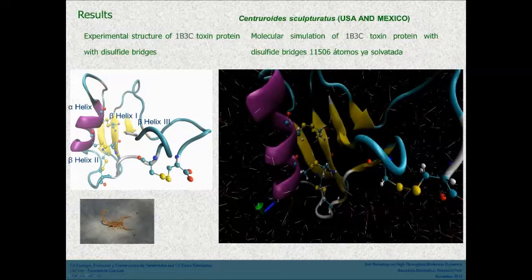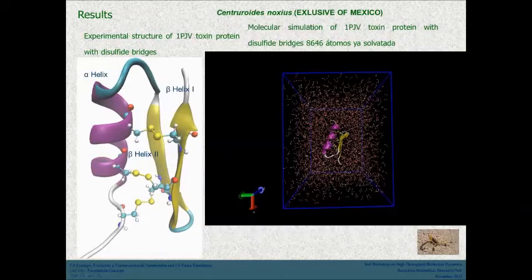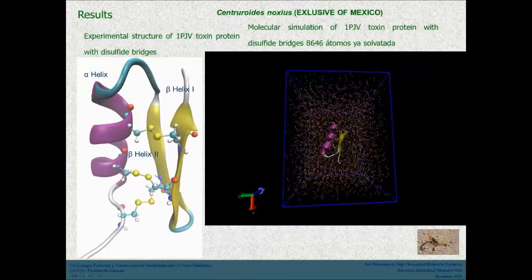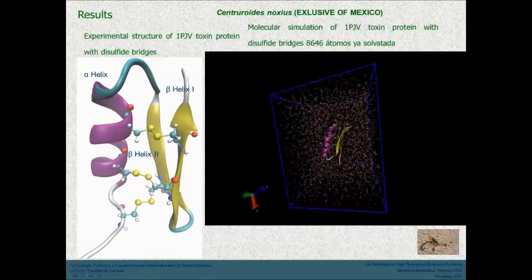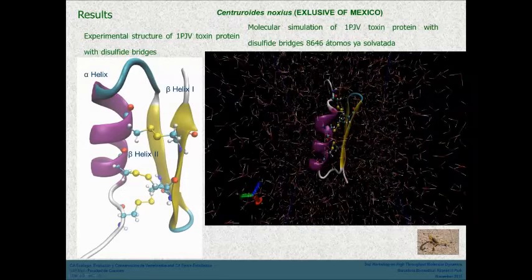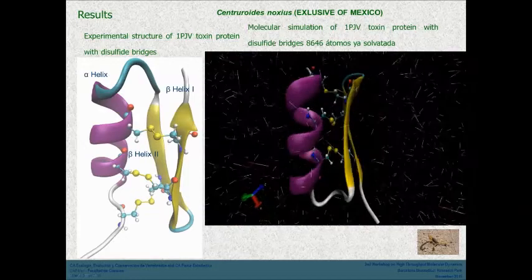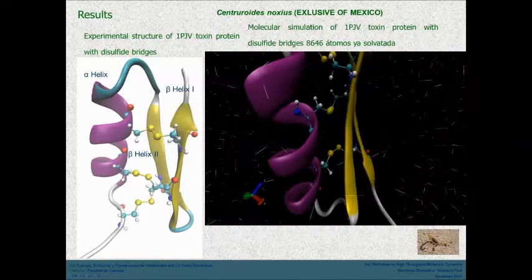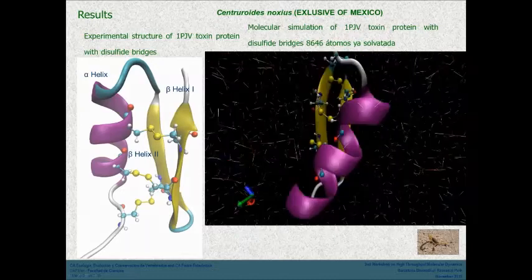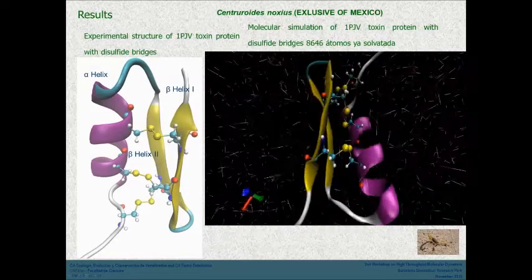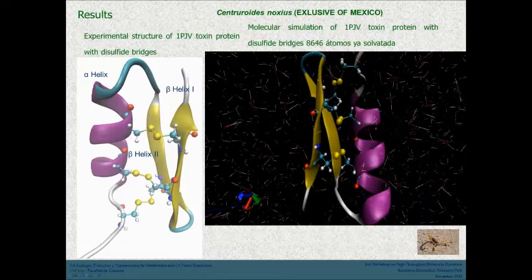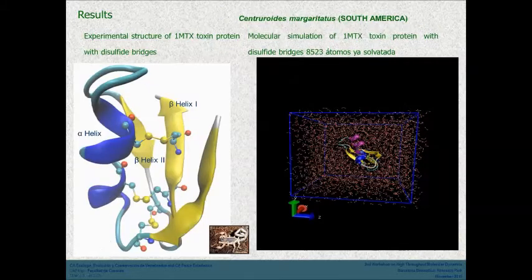Okay, this is one, and this is another. This is exclusive of Mexico. Another one is exclusive for North America. And then you see again the alphas, helix, betas, and disulfide ones. They have a big structure. The structure is maintained. And this is for South America.